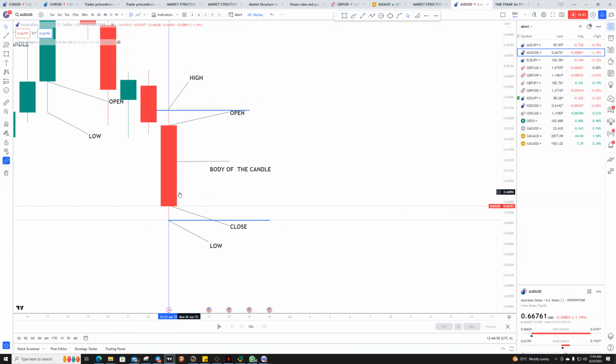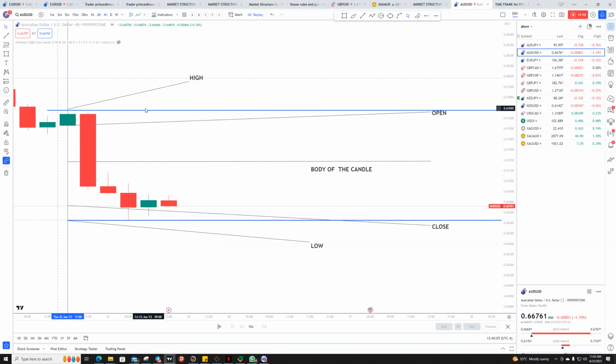How many of them will form one? One day bar is 6 of them, 4 hour bars. 1, 2, 3, 4, 5, 6. So that's it. That's how it works.